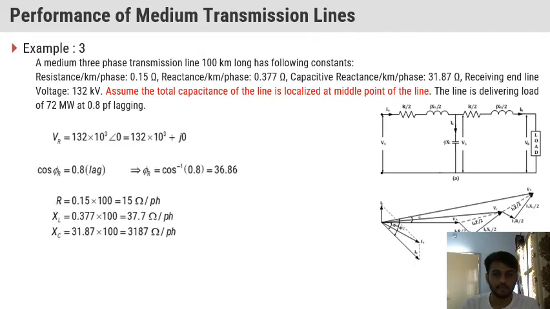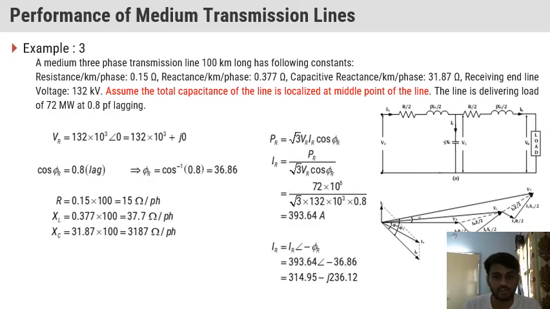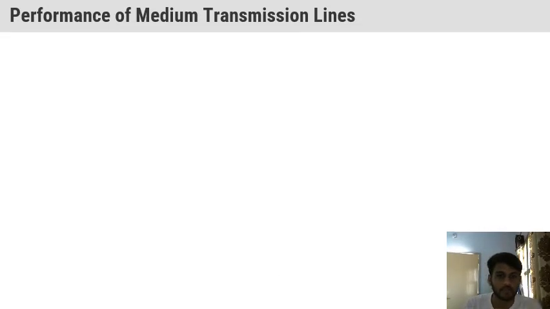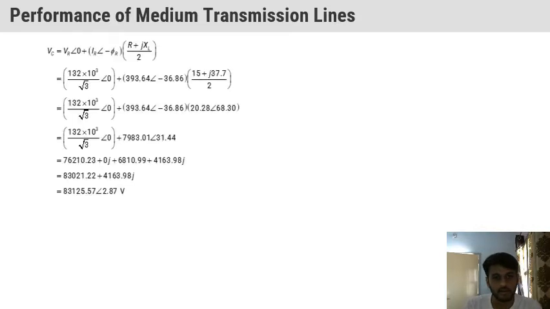This is the example for the nominal T method. Here we have all the values similar to the previous one, but we consider a different method, so the calculation will change. Similarly we calculate the power and current values, but now if we want to calculate the value of VC, we have to use this equation.